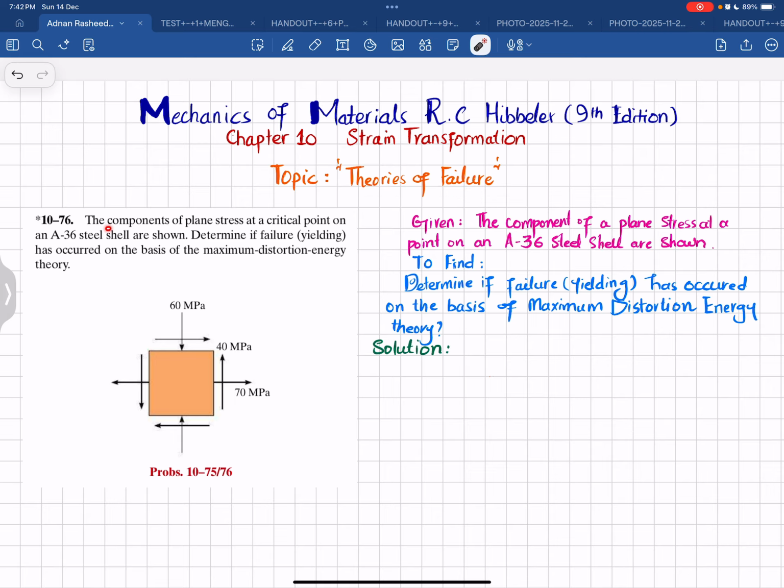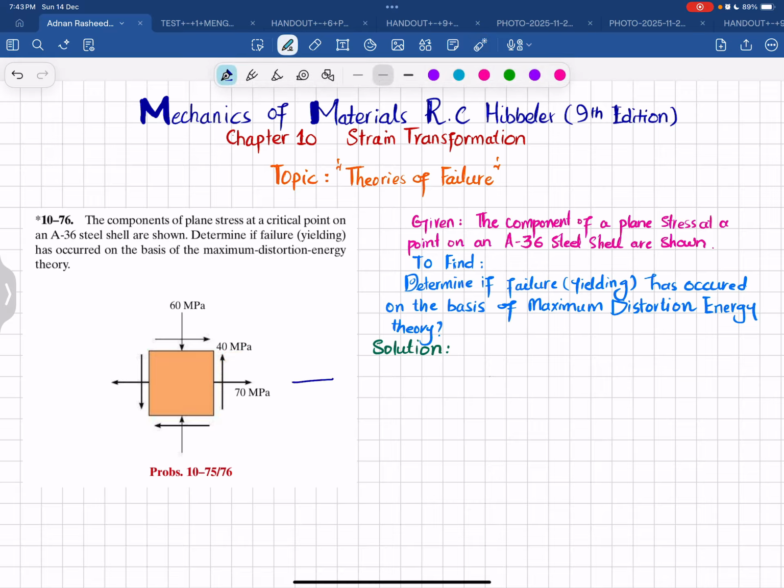So the statement is: the components of plane stress at a critical point on an A36 steel shell are shown. Determine if failure by yielding has occurred on the basis of the maximum distortion energy theory. So you can see this is a plane state of stress that is given over here. In x direction the stress is 70 megapascal. In y direction the stress is 60 megapascal and that is compressive, and the shear stress is 40 megapascal.